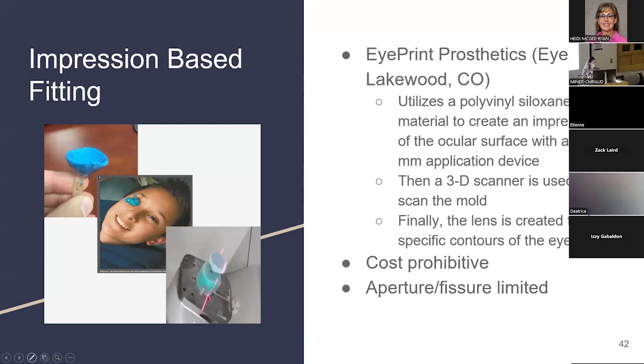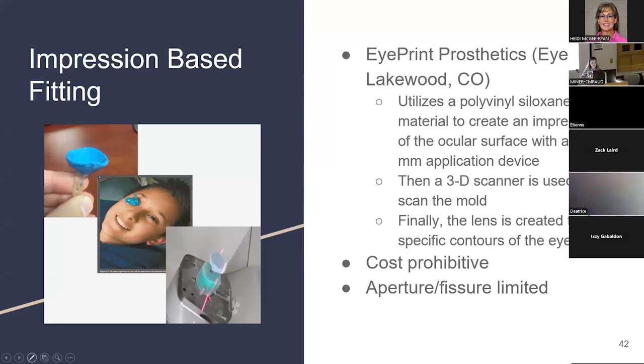This is a great option. However, because of its highly customized nature, it's very cost prohibitive, time consuming. And so we oftentimes are turning to this as a last resort. So like I mentioned, those patients that have not been successful in other options, this is something that we're turning to to get them better vision, better comfort, and ocular health overall.